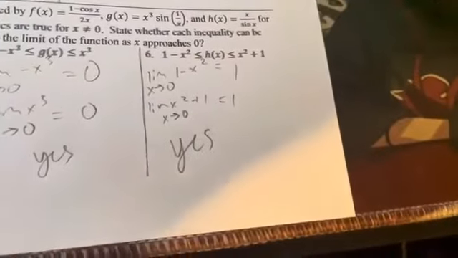Right here, the limit as x approaches 0 of 1 minus x squared equals, again, plug in 0, it becomes nothing, 1. The limit of x squared plus 1 as x approaches 0 equals 1 again. So yes, this can also be used with the squeeze theorem.